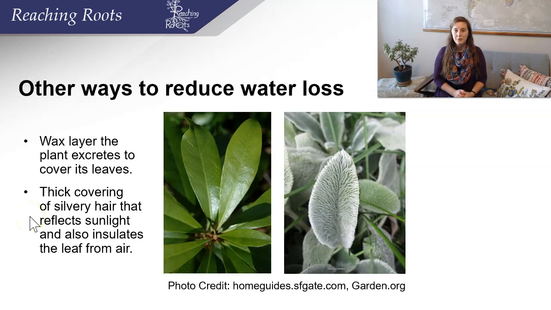Other ways that plants can reduce water loss is by having a wax layer over the plant leaf, or a thick covering of silvery hair that reflects sunlight and insulates the leaf from the air.